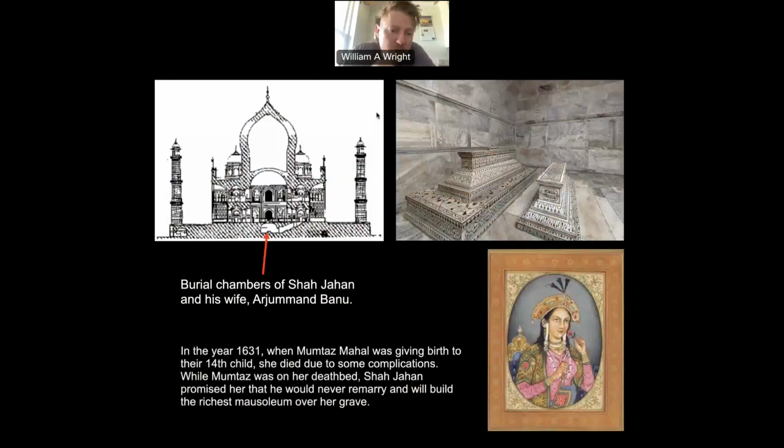The Taj Mahal is, of course, built as a burial chamber for Shah Jahan and his wife. In the year 1631, Mumtaz Mahal was giving birth to their 14th child and died due to complications, probably the fact that it was the 14th child. But while she was on her deathbed, Shah Jahan promised her that he would never remarry and would build the richest mausoleum over her grave. So we get this amazing structure, like a pyramid with much more elaborate ornamentation. It's a massive architectural feat, in addition to being a burial chamber for Mumtaz Mahal.